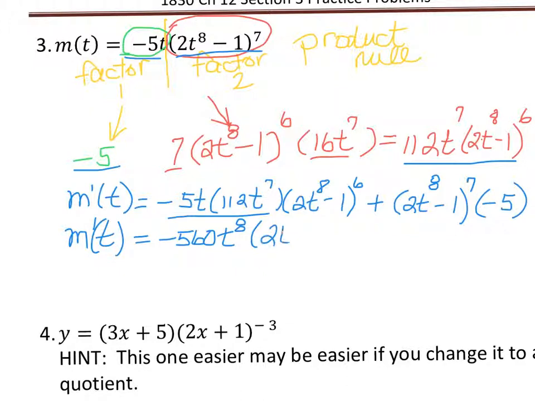Times 2t to the 8th minus 1, raised to the 6th. And then plus negative 5, we're going to put the negative 5 in front, times 2t to the 8th minus 1 raised to the 7th power. Now, my math lab will go further than this.